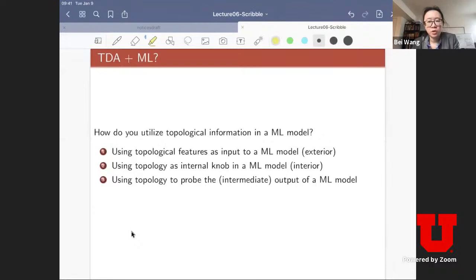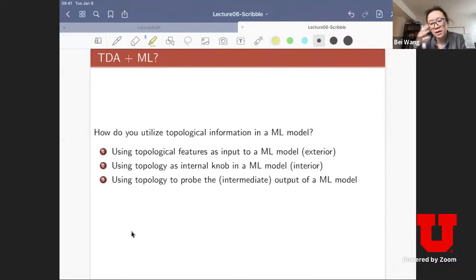You can do it using just topological feature vectors, or you can combine topological feature vectors with other classic feature vectors. For example, in material science, you can combine it with other types of geometric measurements of the material and so on. And you can do that for classification, okay?